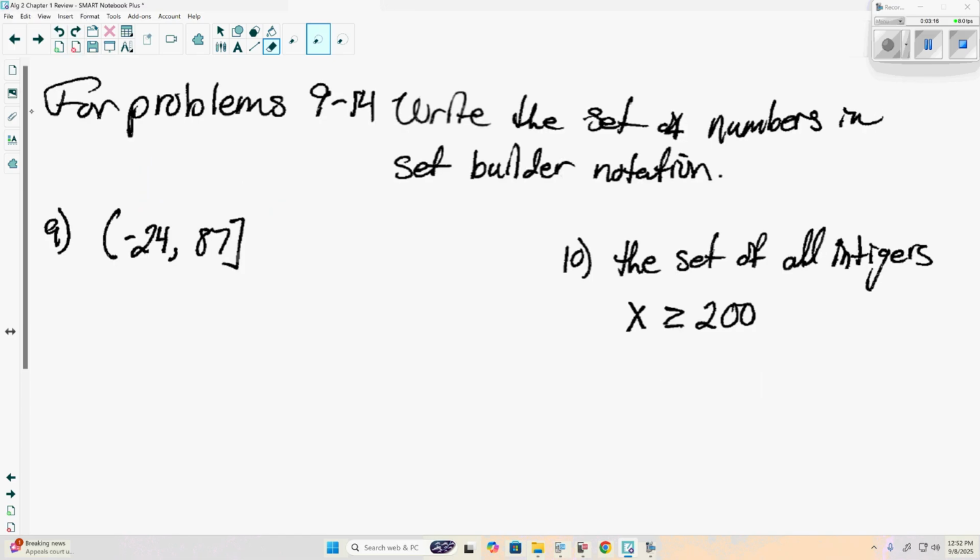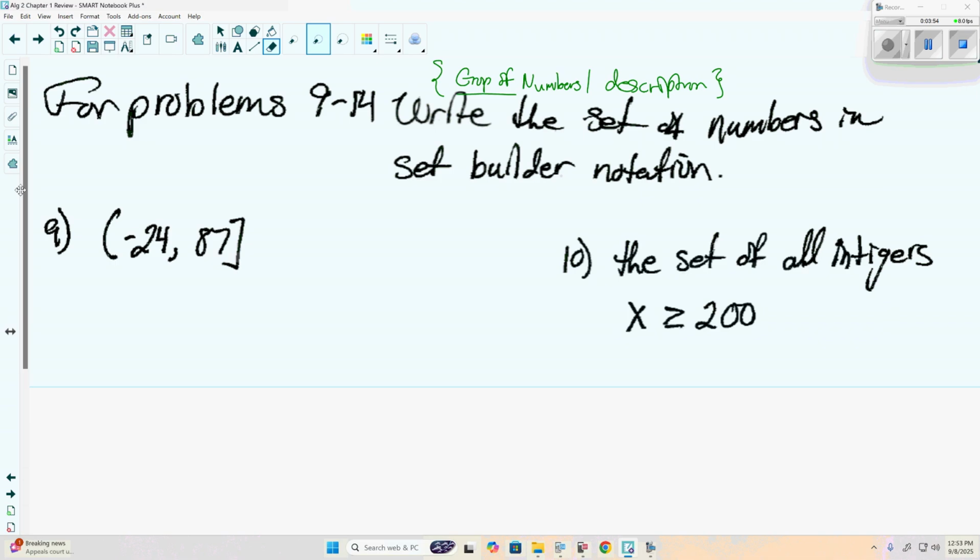9 through 14, when we write these in set builder notation, we have our brace, our number group, so our group of numbers, and then our description. So our group of numbers and our description. With any interval, it's understood to be all real numbers. And if we have all real numbers, it's just brace x bar.